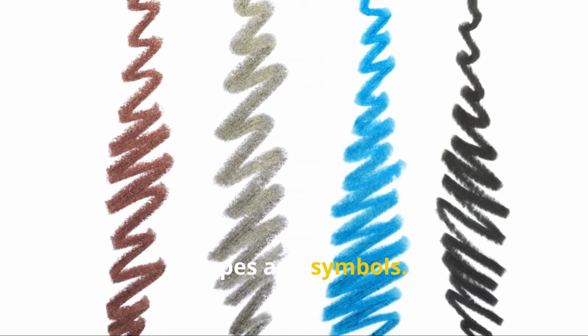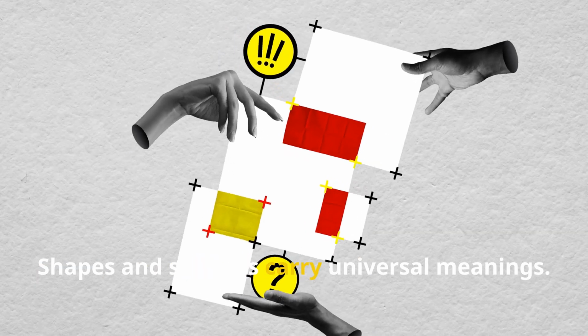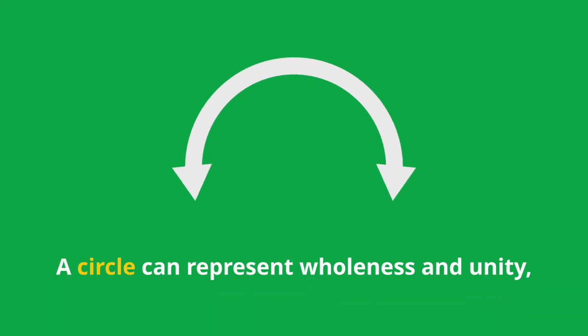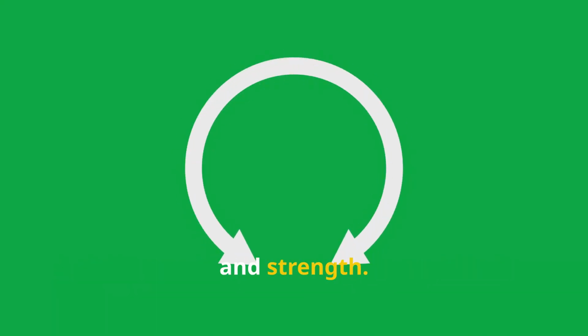Next, shapes and symbols. Shapes and symbols carry universal meanings. A circle can represent wholeness and unity, while a triangle can suggest stability and strength.